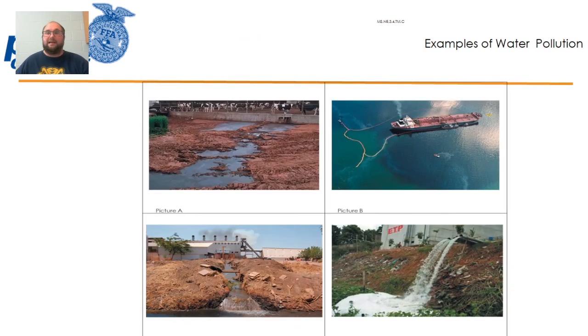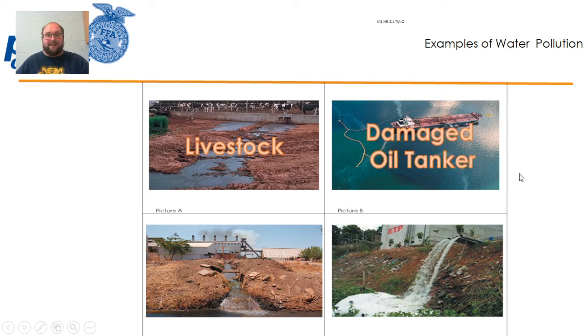So let's talk about these examples. This is coming from livestock and the runoff from livestock production: the dirt, the manure, the urea, the excess feed, okay? This is coming from a damaged oil tanker. And this is coming from factory runoff, and this is coming from factory waste.